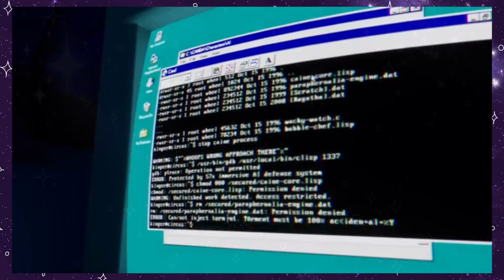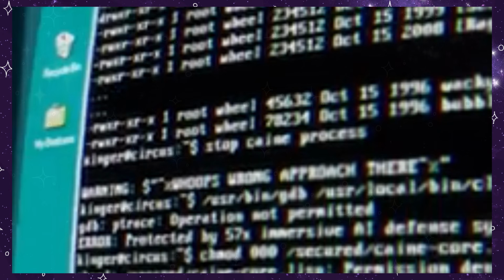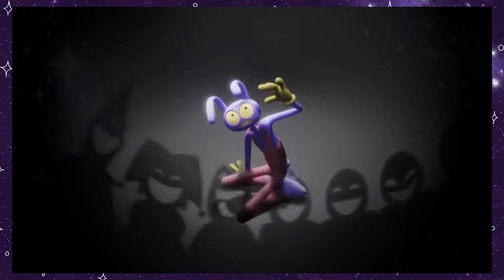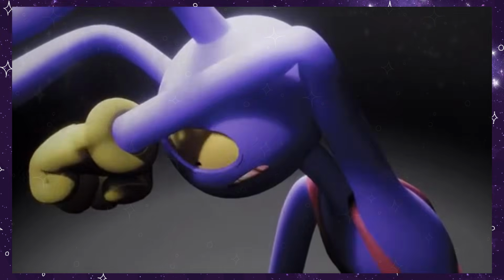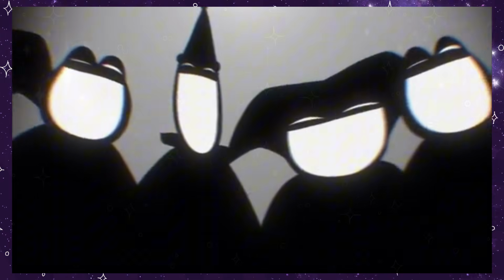Kinger inputs the command stop Kane process, and this is kind of where things start to go wrong. The stop command here acts almost like a sudden halt to the system. Kane then answers saying that it's the wrong approach, being very mocking. When I first saw this on screen when watching the episode, I wasn't sure if it was Kane here, but if you take the time to read the mocking tone, you can totally tell it's Kane.